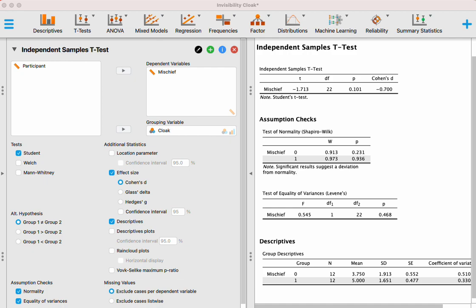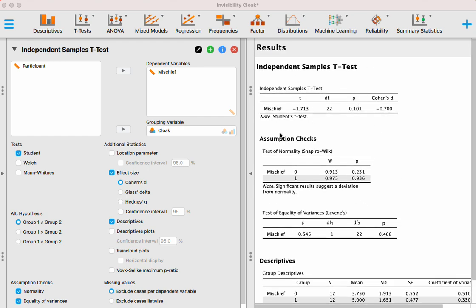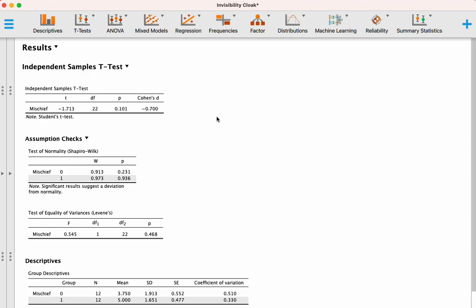So now that we have run our analysis, we can look at our results and interpret those results. If you want this pane with the results to be larger, you can just click this arrow to hide the options pane. So I'm going to do that. Okay, so this first output is the result of your t-test. So this is the important thing that we want. And the first thing that we're always going to do is look at the p-value.